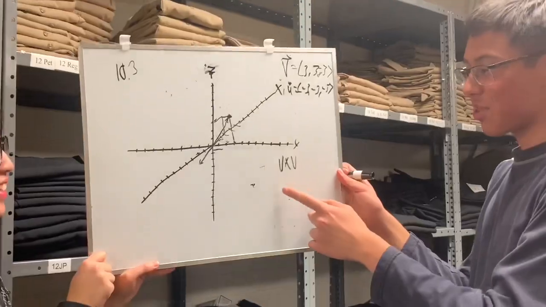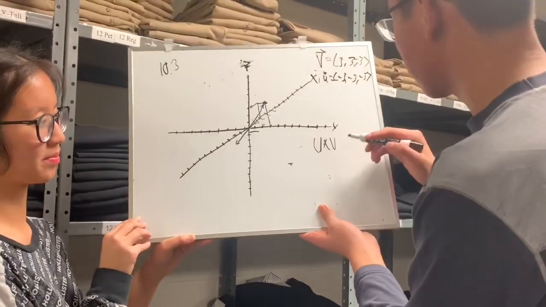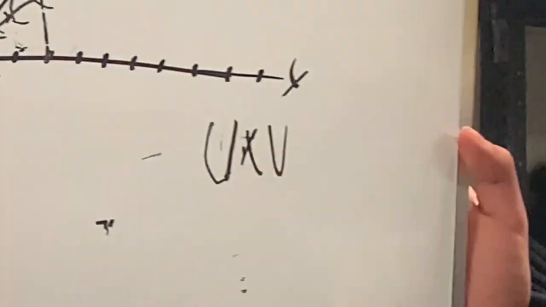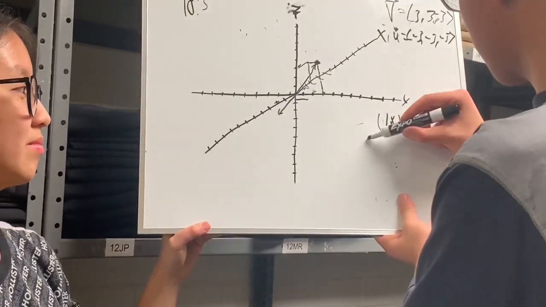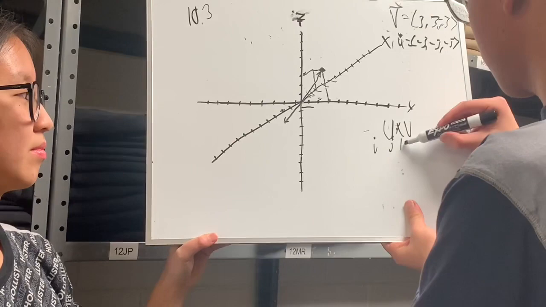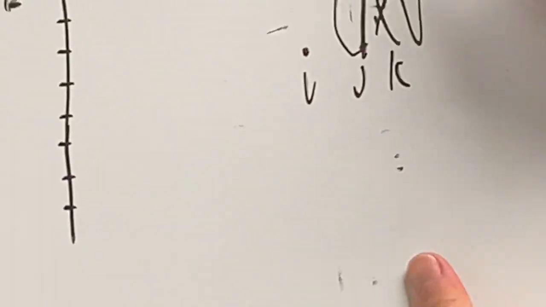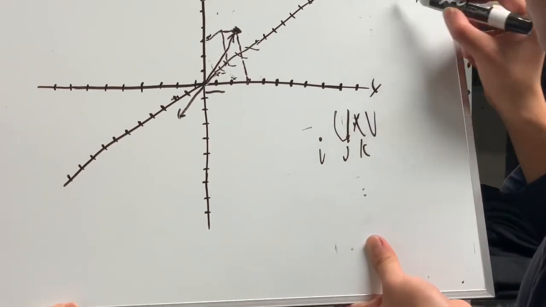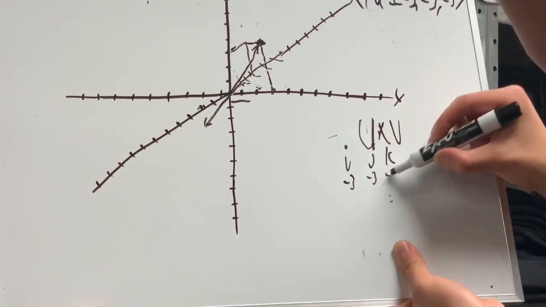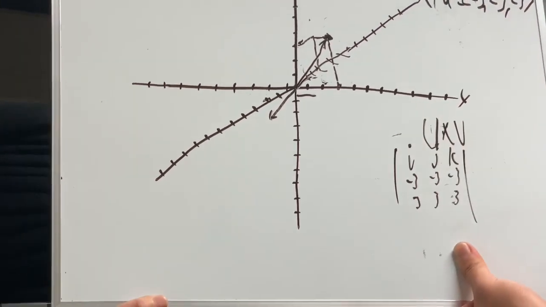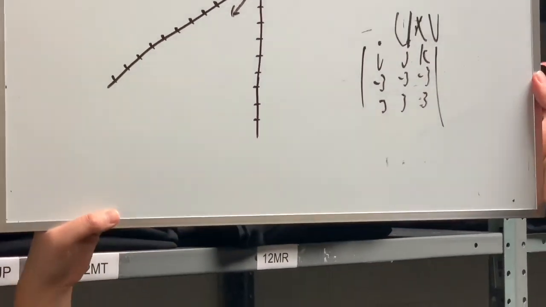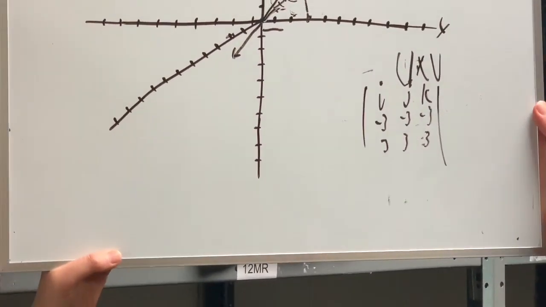That's the notation: u x v. So what you're going to do is convert them into ijk form. You put them into a matrix, with i at the top, then j, then k. Then you put what you're multiplying, so it's u cross v. You put u: negative 3, negative 3, negative 3. Then you put v: 3, 3, 3. Now that it's in a matrix, you're going to find the determinant. You can do multiple ways of finding the determinant, but I'm going to do one way.